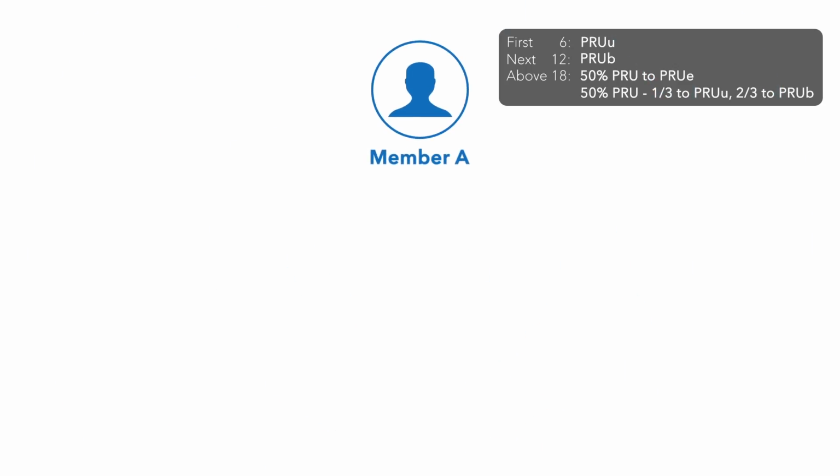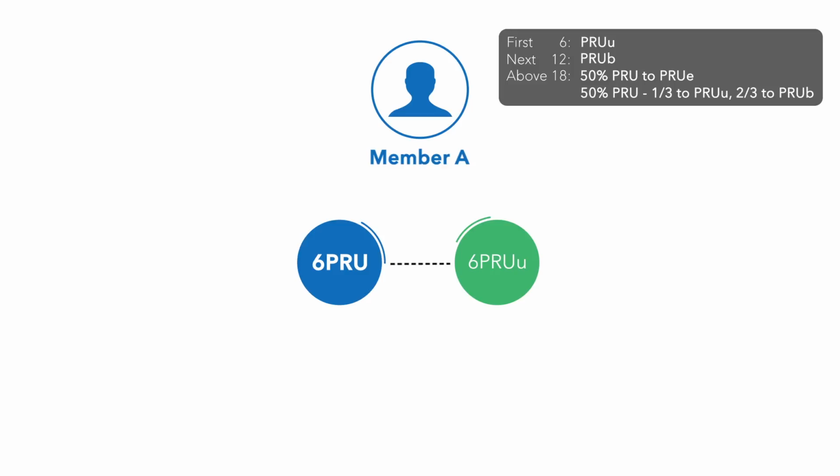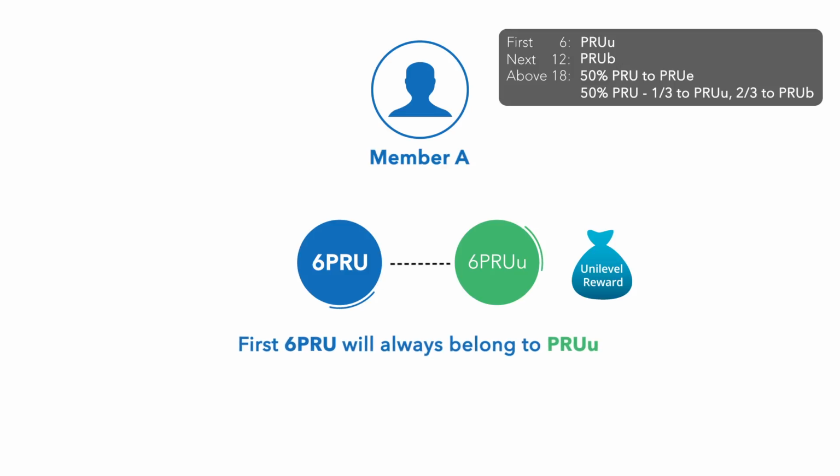If member A has a monthly PRU of 6, the MTD RU allocation will be such that all 6 PRU will go to PRUU based on the logic above. Simple, right? Just remember that the first 6 PRU will always belong to PRUU.